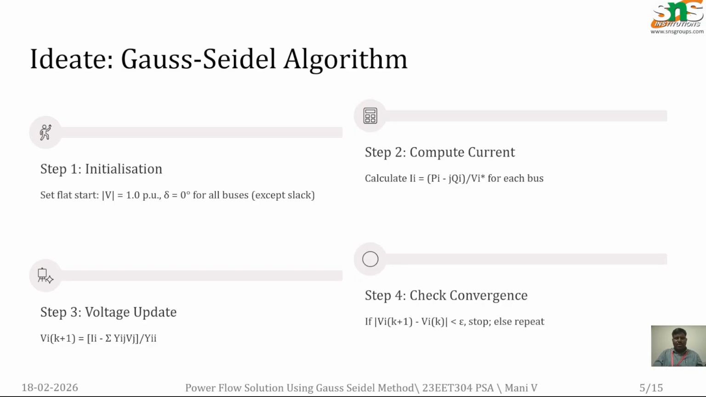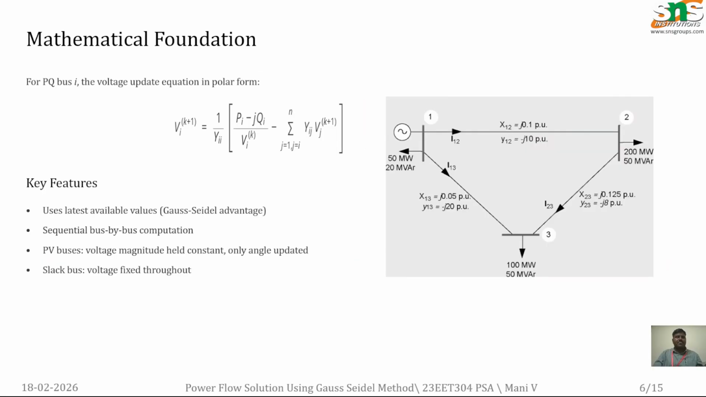So based on that, we have to do the next step. This is the mathematical foundation to determine the bus voltage with respect to the nth iteration, which is equal to Y_ii. Y_ii is nothing but the one used for which buses. So that is (P_i minus jQ_i) divided by V_i^(k), with the whole power V_i star.